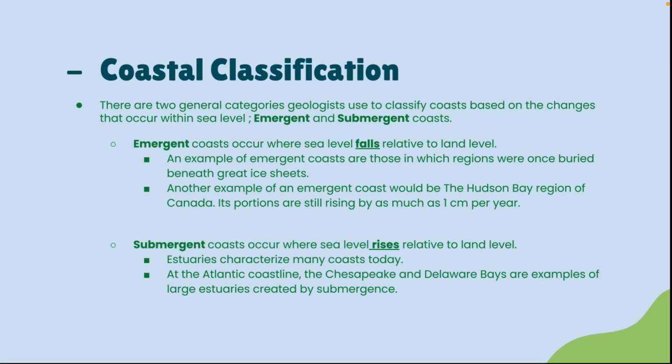So there are generally two types of categories that geologists use to classify coasts based on the changes that occur within sea level. They're known as the emergent and the submergent coasts. Emergent coasts occur where sea level falls relative to land level.